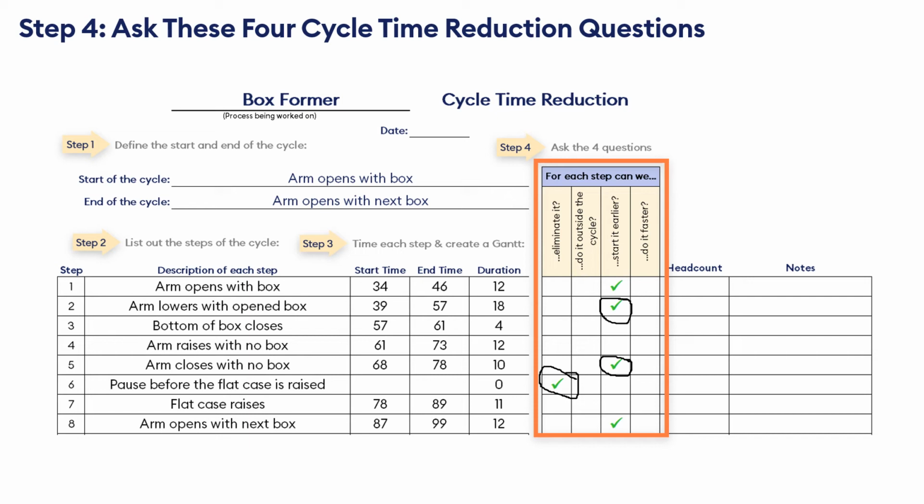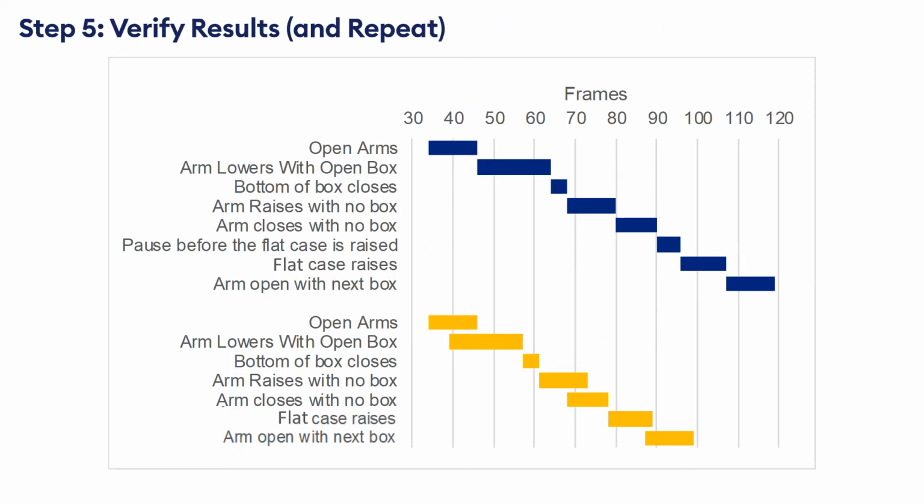And then finally, the last opportunity, which is represented by these 2 check marks, is the team realized they could also advance the point in the cycle at which the arm opened. They didn't need to actually wait until the new box had been pushed all the way into the clips. They could start opening the arm sooner as well.